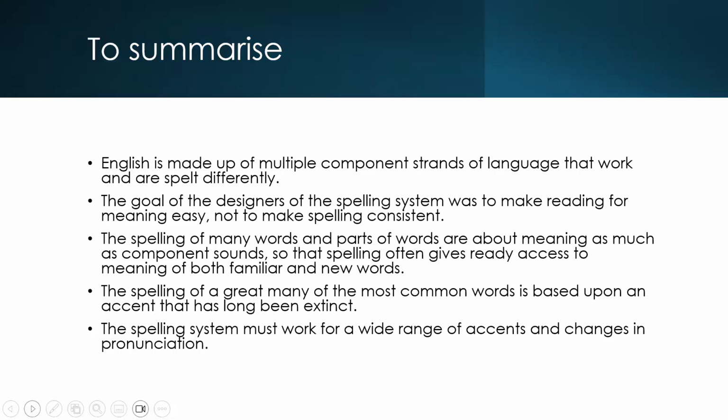So to summarize, English is made up of multiple component strands of language that work and are spelt differently. The goal of the designers of the spelling system was to make reading for meaning easy, not to make spelling consistent. The spelling of many words and parts of words are about meaning as much as they are about component sounds, so that spelling often gives ready access to meaning of both familiar and new words.